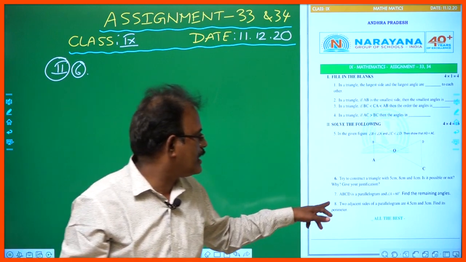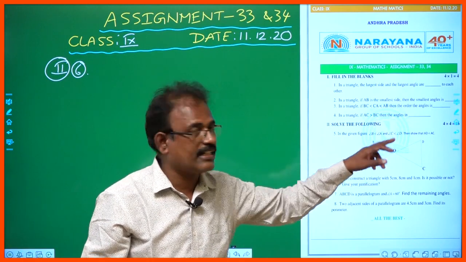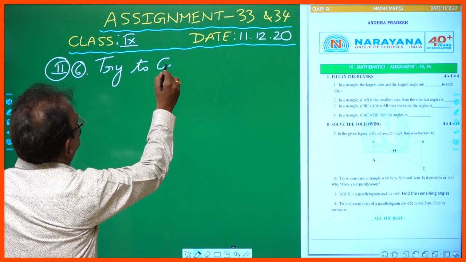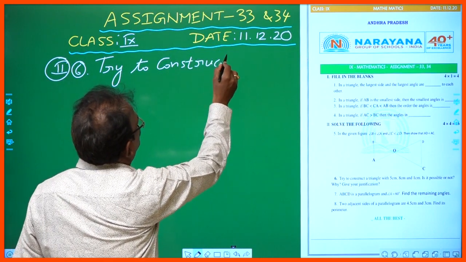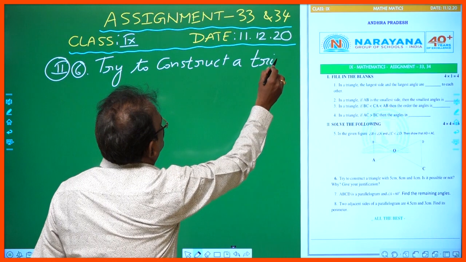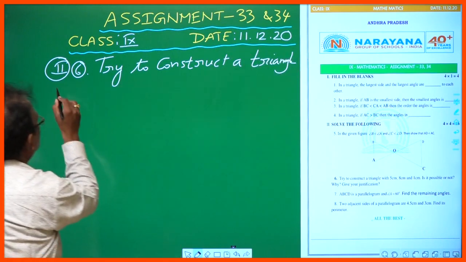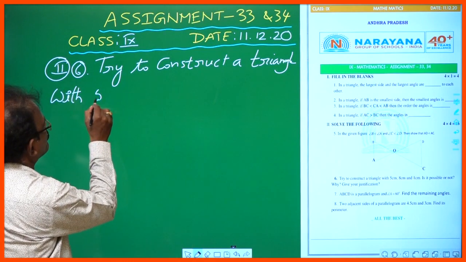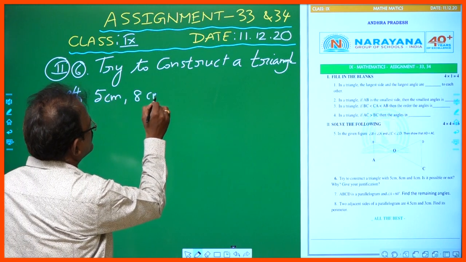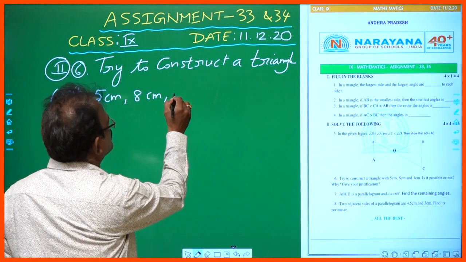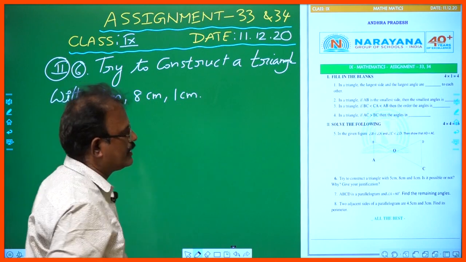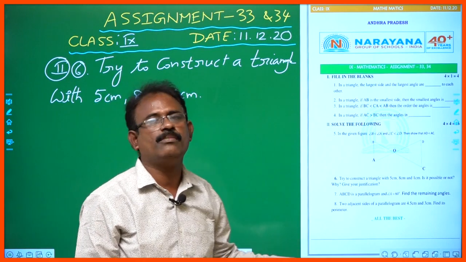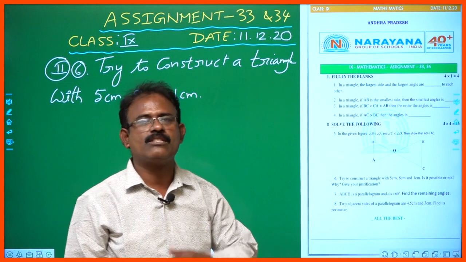Question number 6. Try to construct a triangle with the measurements 5 centimeters, 8 centimeters and 1 centimeter. Okay, is it possible or not? First of all, is it possible or not? If possible, give the reasons. If not possible, then also give the reasons.